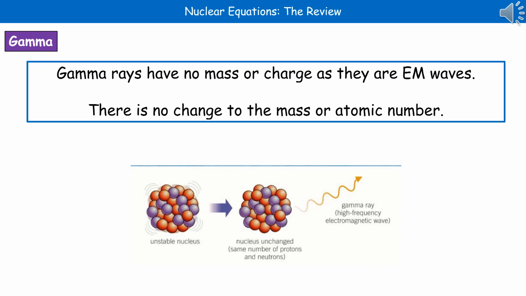The third type of decay we're looking at is gamma decay. As a result of this, we're going to generate a gamma ray, and that's one of our electromagnetic waves. Because it's an electromagnetic wave, it has no mass and no charge. So we see no change to the mass or atomic number. We have an unstable nucleus, and then the nucleus remains unchanged, same number of protons, same number of neutrons. The only thing we do is lose a gamma ray.